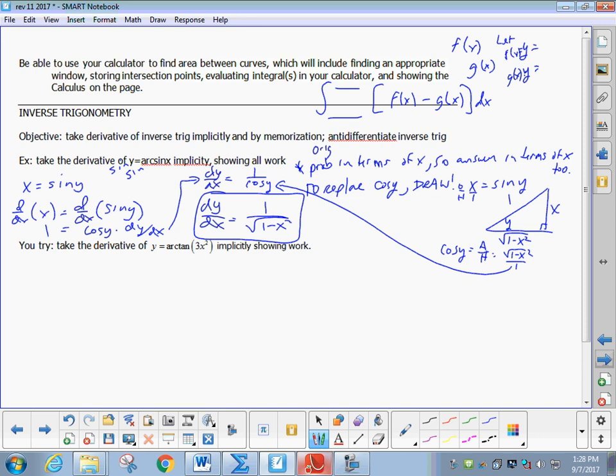Now, that's the process if it says implicit derivative. Do the work. That's what I want you to try. Try the derivative of arctangent. As any good math teacher does, I give you the hardest example after I do the easiest one.